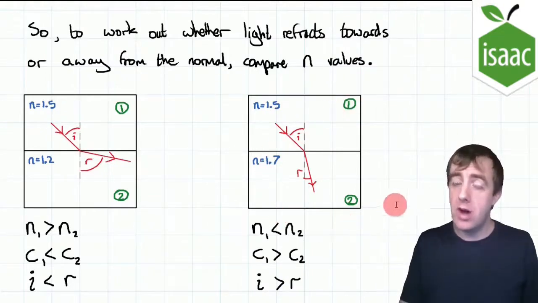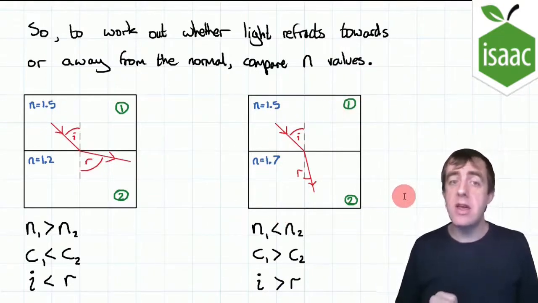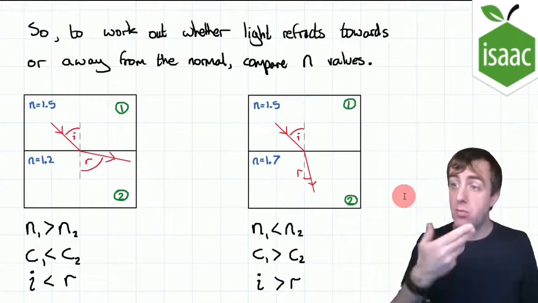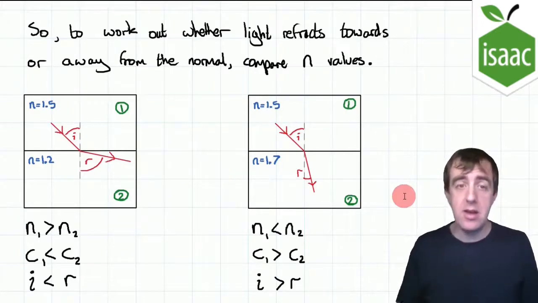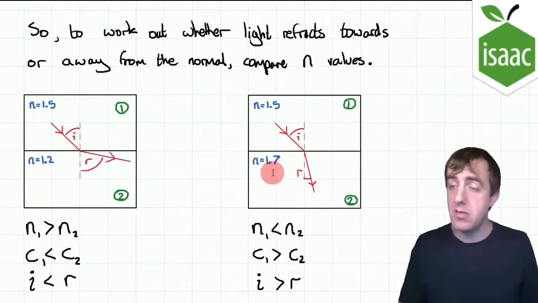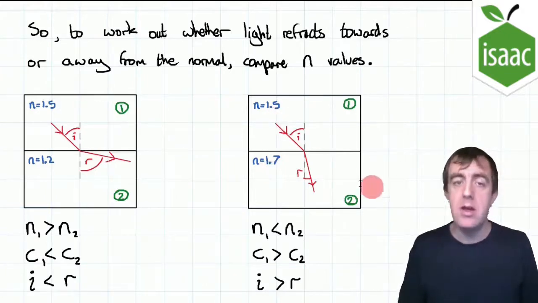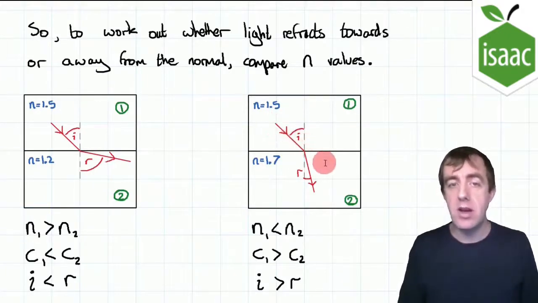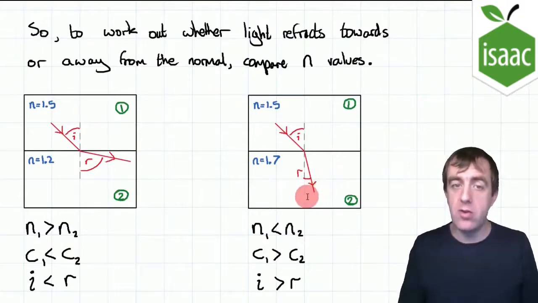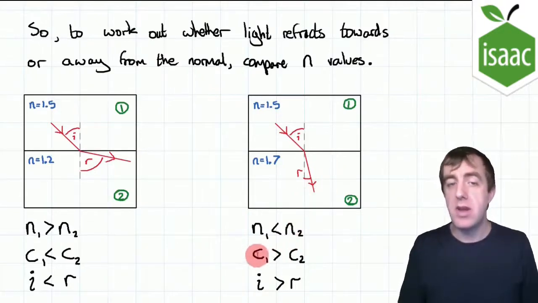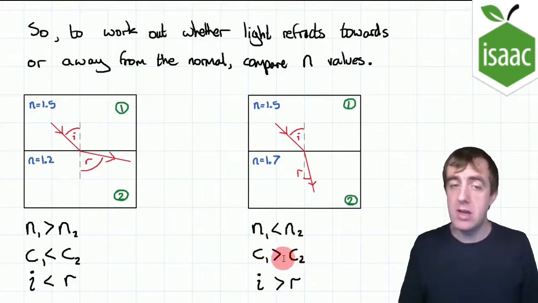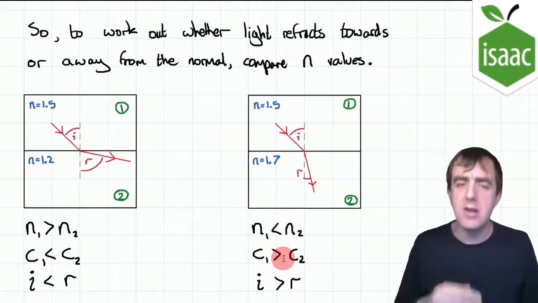In the diagram on the right, we can see that the ray is now entering a medium which is more optically dense: n equals 1.7 for medium 2, but it's only 1.5 for medium 1. In that case, the ray of light is refracted towards the normal, because the speed of light in medium 1 is going to be greater than the speed of light in medium 2. Medium 2 slows the light down.